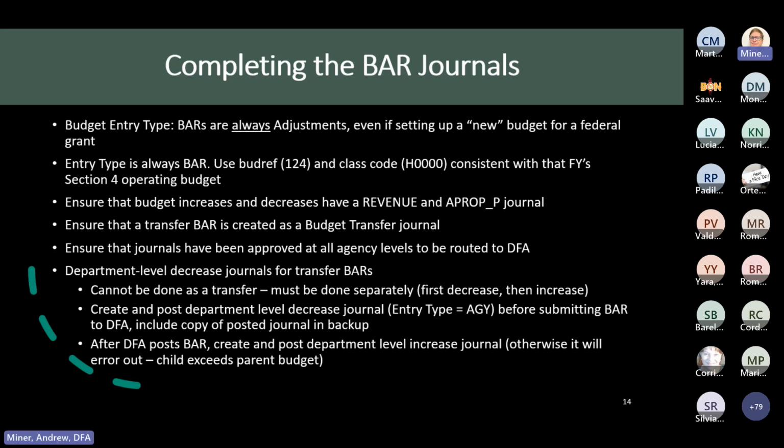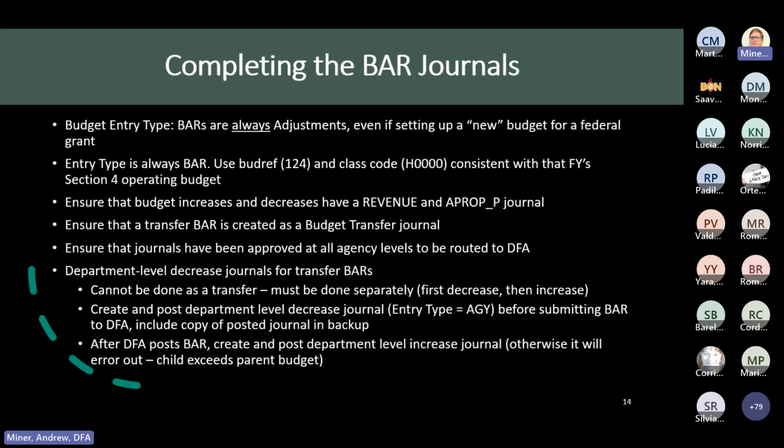So the budget entry type should always be an adjustment, even if you're setting up a new budget for a federal grant. So keep in mind, it's a budget adjustment request. It's never an original, it's always an adjustment. Even if it's that new grant or whatever, you are still adjusting the federal budget as it appeared in House Bill 2. Okay, so that's why it's an adjustment. Entry type is always a BAR.